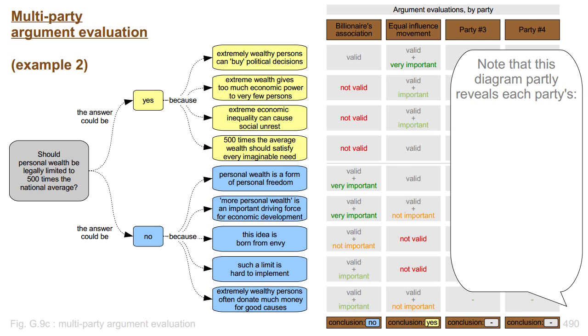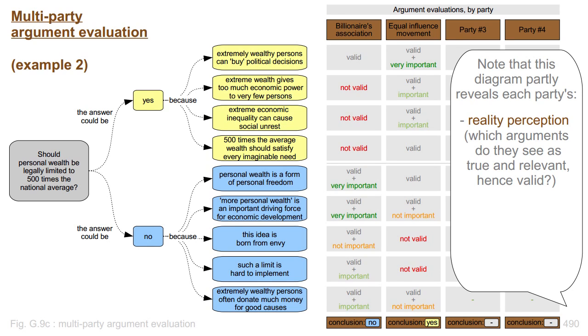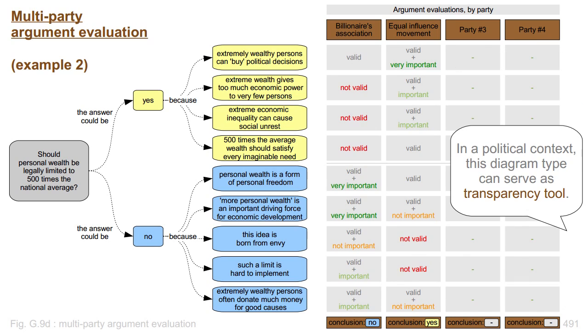Note that this diagram partly reveals each party's reality perception. Which arguments do they see as true and relevant, hence valid? And their value system. How important is each argument to them? In a political context, this diagram type can serve as transparency tool.